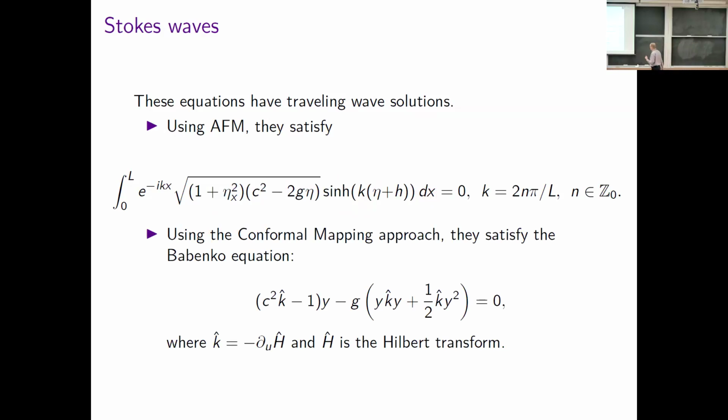If you use a conformal mapping approach, you find the Babenko equation, which is, well, maybe it looks more compact. It's also quite complicated because this operator K hat in there is minus the derivative of the Hilbert transform. So it's, of course, also non-local. And everything that we do will be non-local because you have to deal with Laplace's equation at some level.